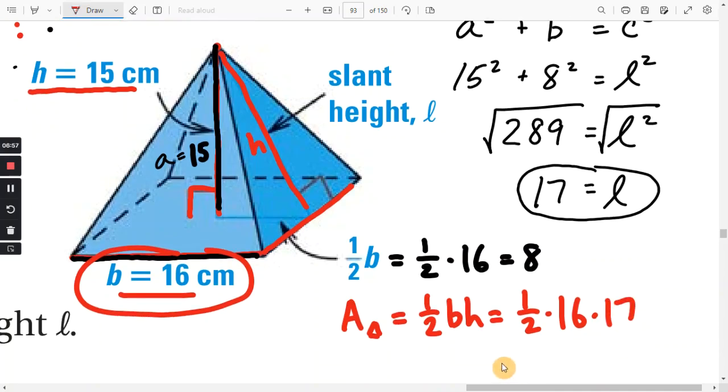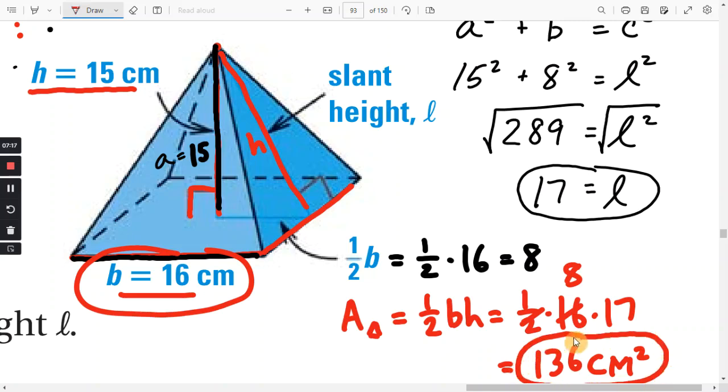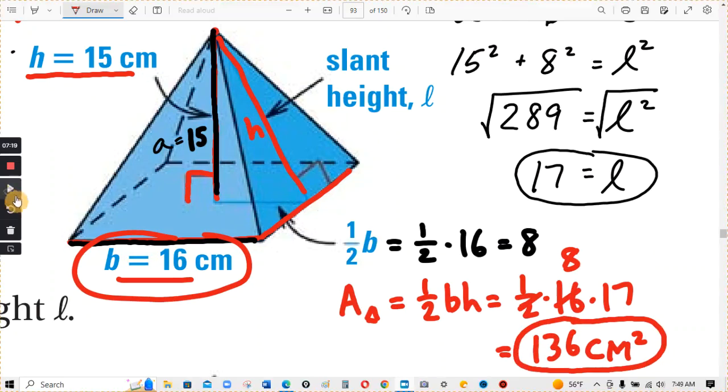All right, half of 16 is just 8. And 8 times 17 is going to be 80 plus 56. That's 136. The units are in centimeters, so for the triangle area, that's going to be centimeters squared. So that is basically each triangle.